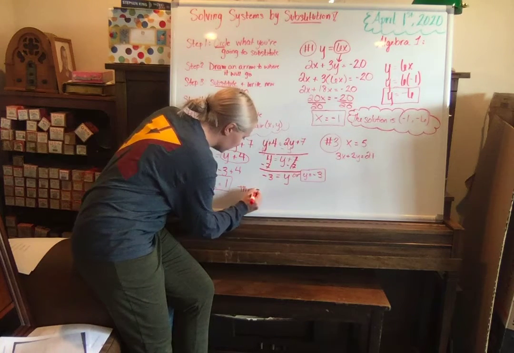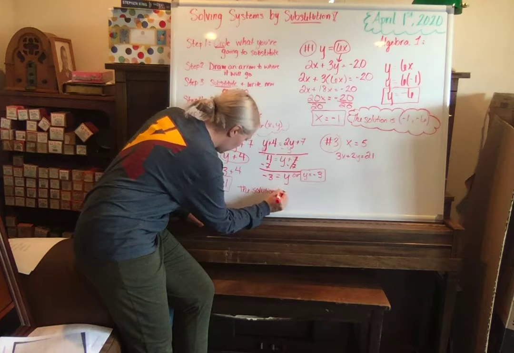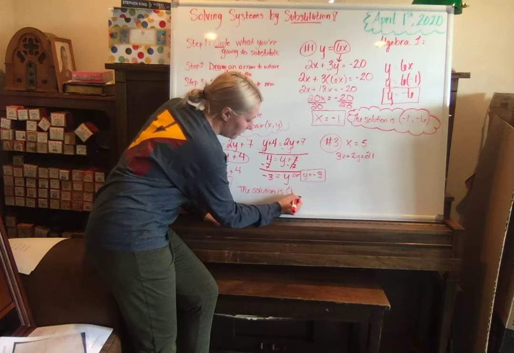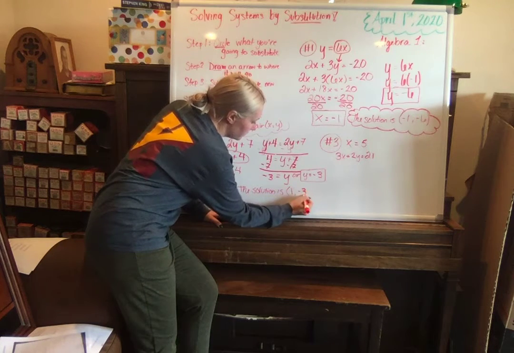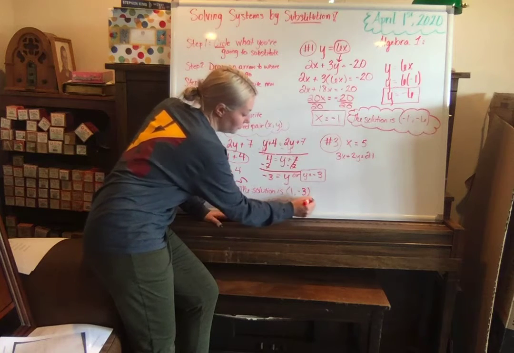So we have the solution is 1, right? Writing it as an ordered pair, 1, comma, -3. So that is how you do the second one.